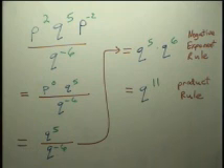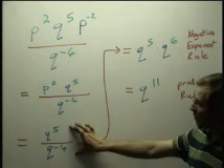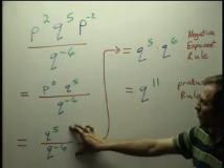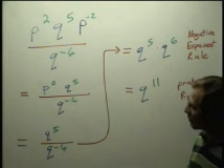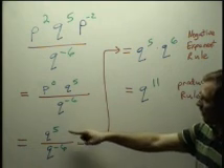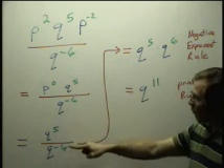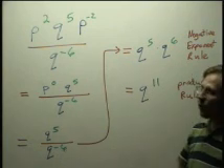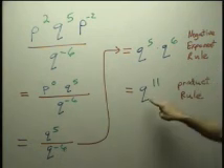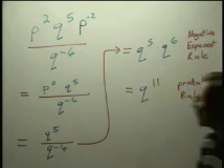Another possibility would be from here to use the quotient rule. The quotient rule says when I have a quotient, I can simply subtract the exponents. So my exponent is going to be 5 minus a negative 6, or 5 plus 6, 11. So by the quotient rule, I would get q to the 11th as well.